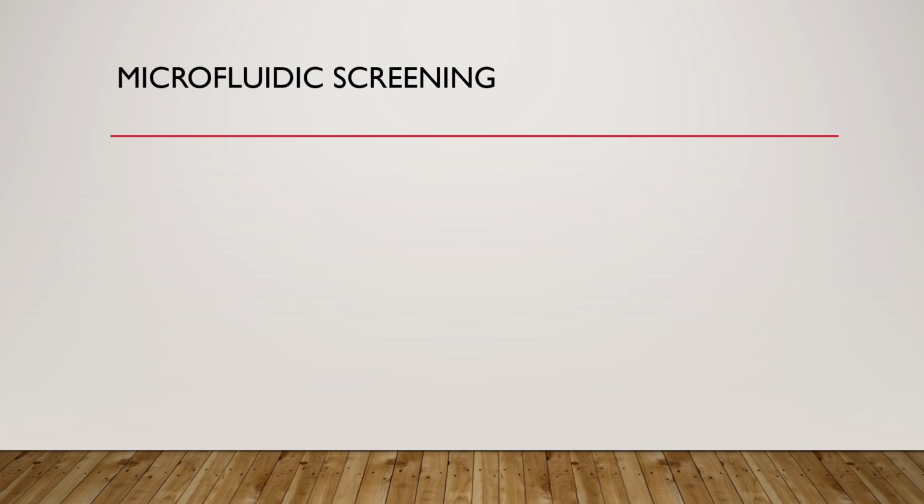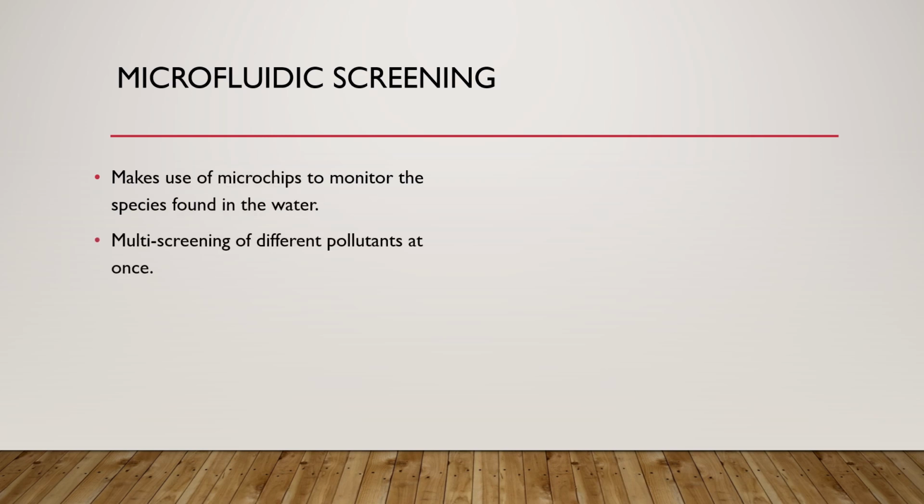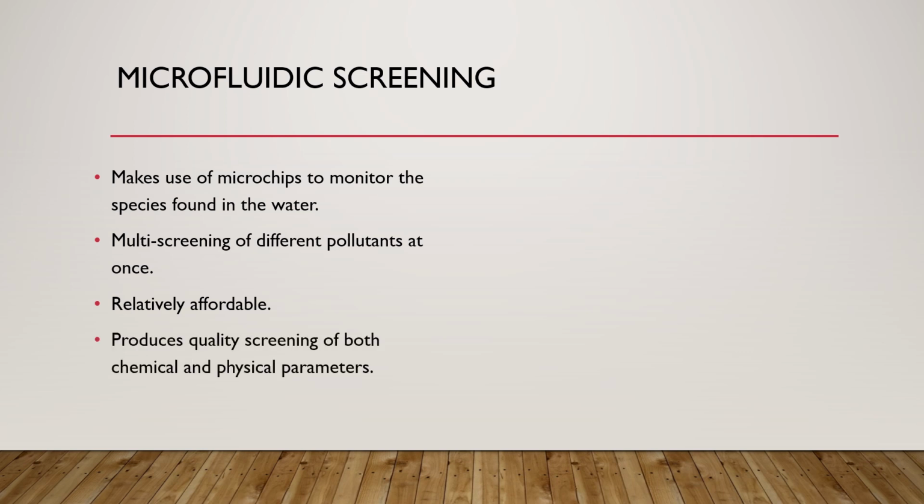Now, in order to mitigate AMD, we have to apply some procedures. For one, we can use microfluidic screening, which makes use of microchips to monitor the species found in our water. This process is very versatile to a point that it has multi-screening of different pollutants at once. It is relatively affordable, produces quality screening of both chemical and physical parameters, making it very unlimitable.